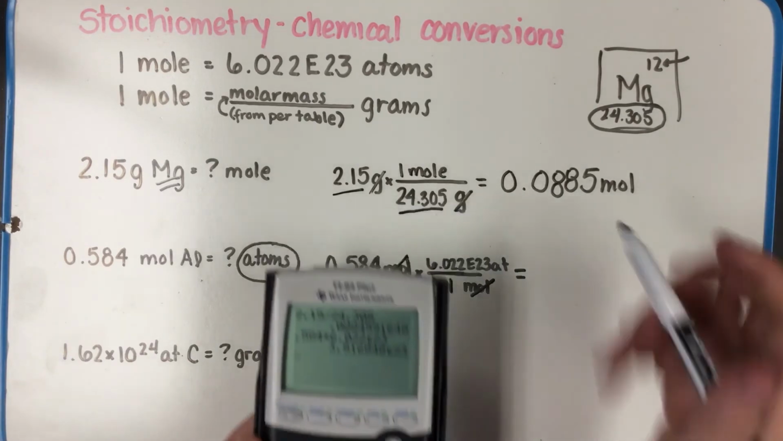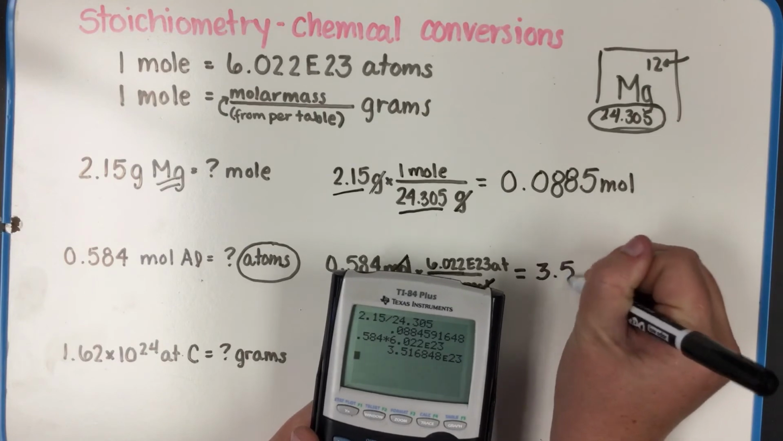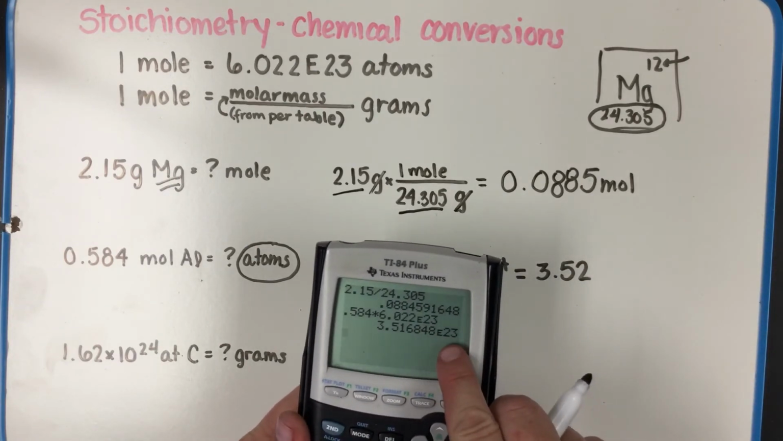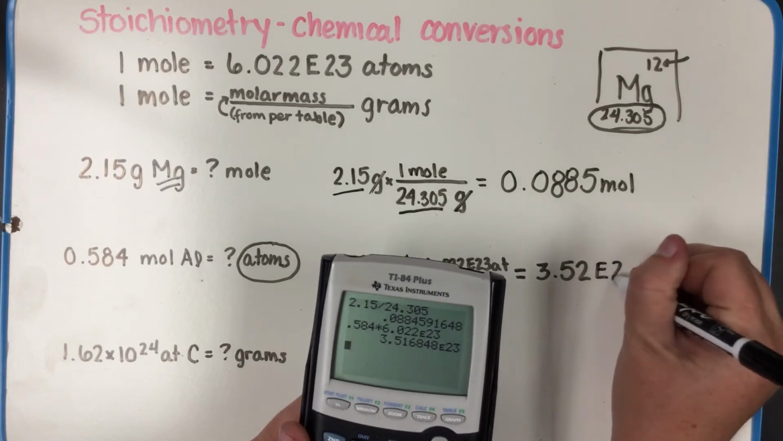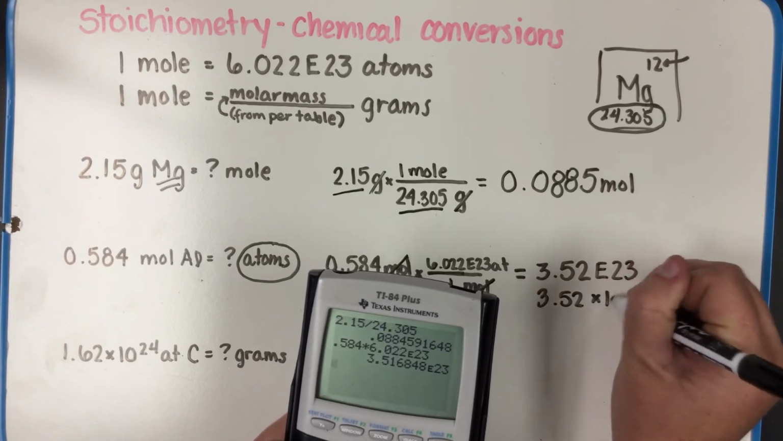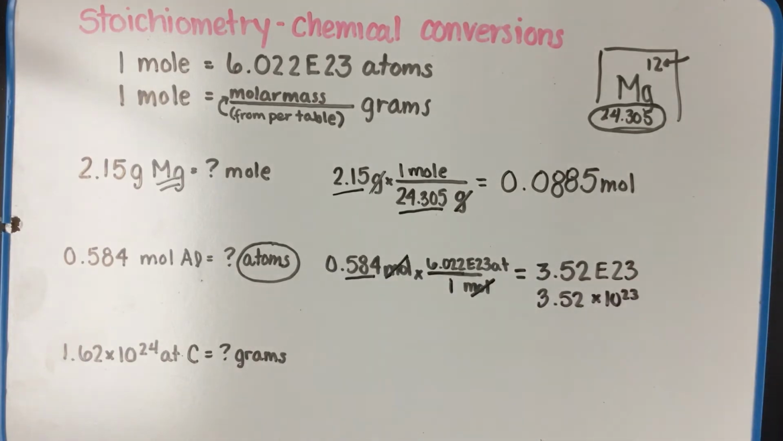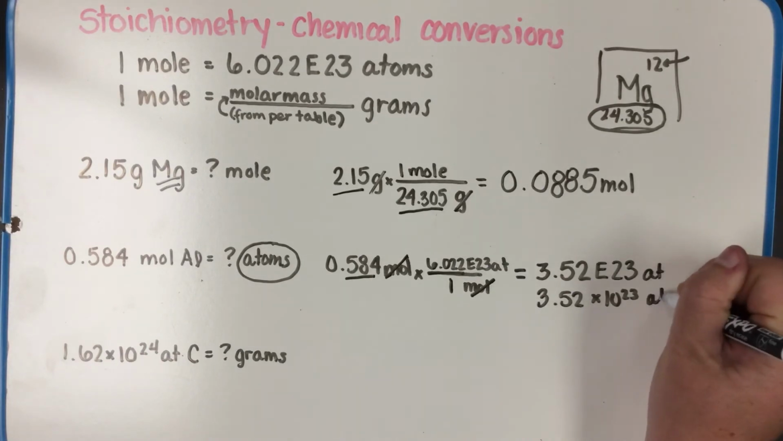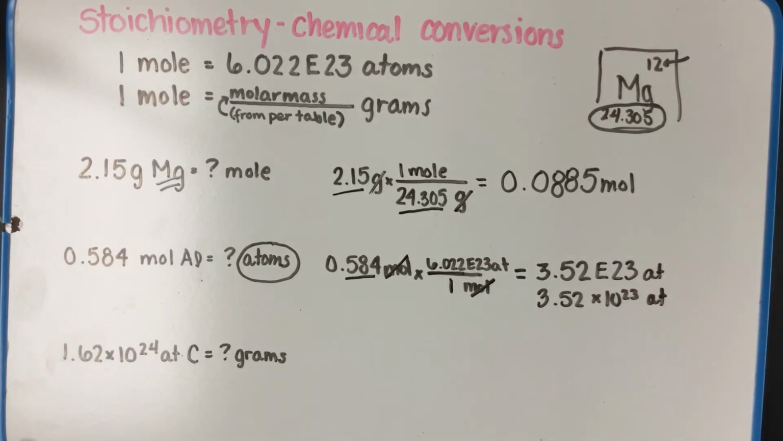So that's 3.52. The 1 would round to a 2. And back here it says E23, so we need to include that as well. So that's 3.52 times 10 to the 23rd, or you can write it as 3.52 E23, and your unit is atoms, which you can abbreviate with an AT.